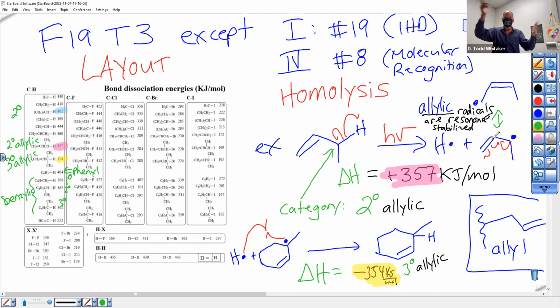Makes sense. Go in the other direction. You start off with radicals, and we're going this one. Start off with radicals and make full octet. So you're starting off high, ending low. That's why it's exothermic. Species got a lot more stable.